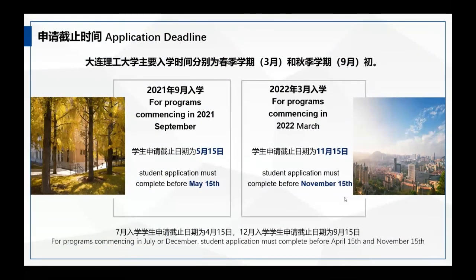For programs commencing in September, please complete the application in the website that we just introduced before May 5th. So we have 2 weeks before the deadline. And for programs commencing in 2022 March, the deadline will be November 15th. Please remember and do not miss these 2 dates.